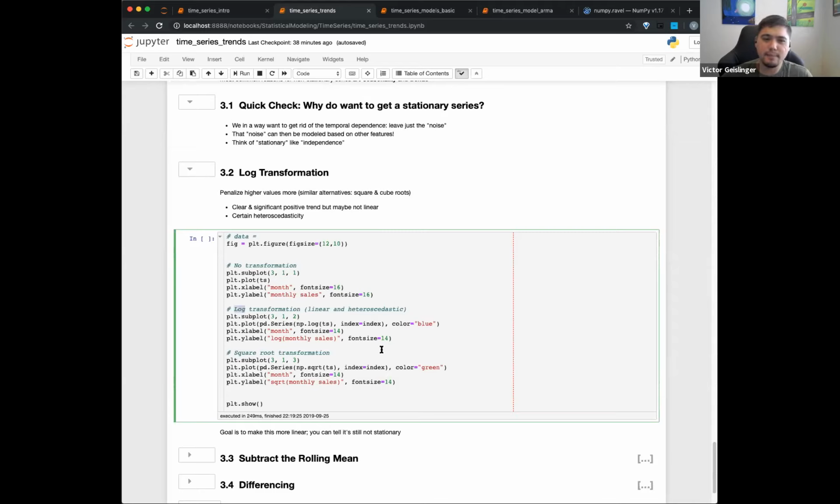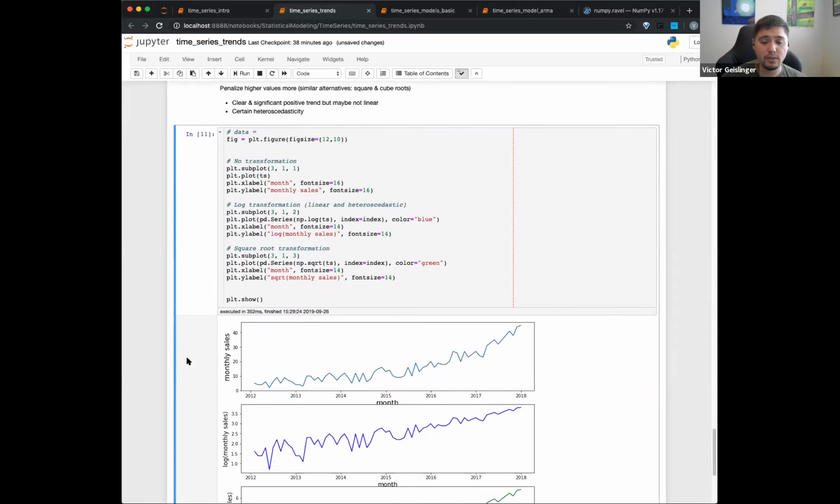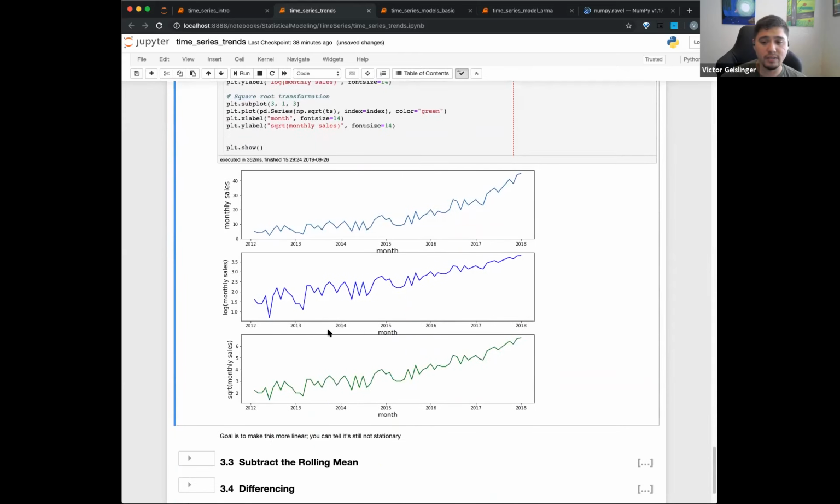Mathematically, log is technically the slowest growing monotonically growing function, so it's a really useful one to use. But sometimes you might see a square root transformation, or you might just try it to see if it works better. Okay, so I thought I'd throw it in there. So here's our original model and our log transformation.